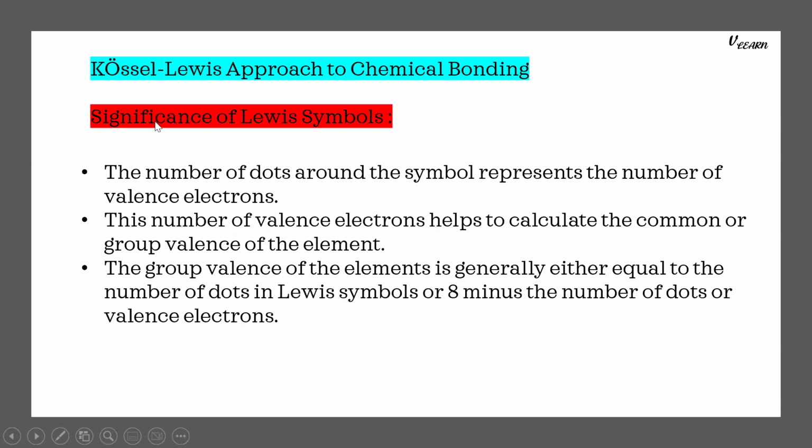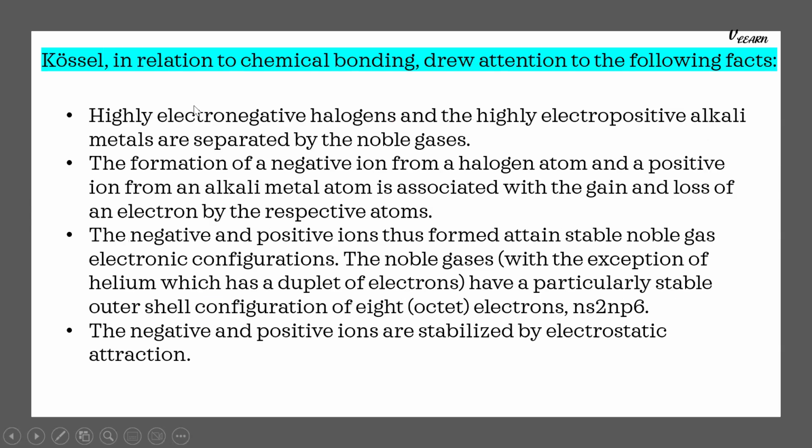Okay, let us see about the significance of the Lewis symbol. As I already discussed, the number of dots around the symbol represents the number of valence electrons, and this number of valence electrons will help us to calculate the common or group valency of an element. The group valency of the element is generally either equal to the number of dots in the Lewis symbol or just 8 minus the number of dots of valence electrons.